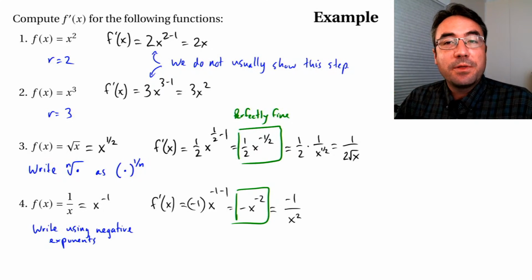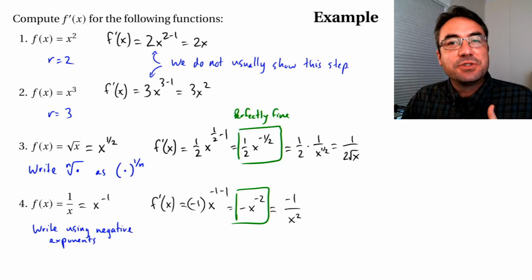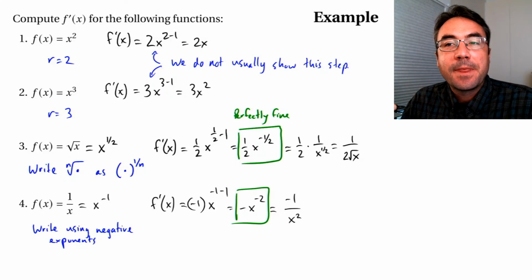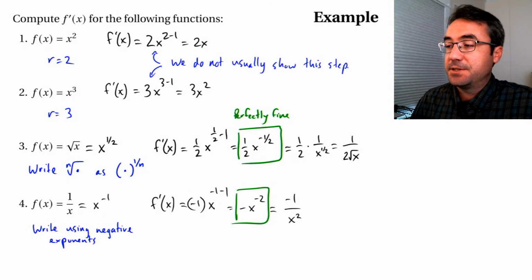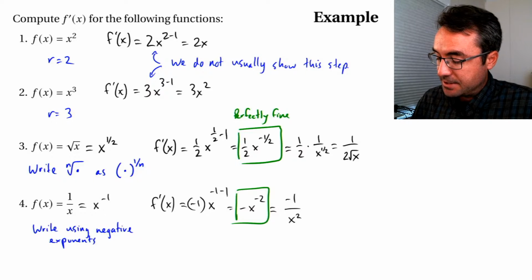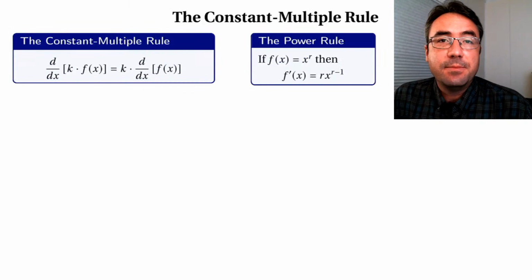But we generally work with combinations of functions. So it's not just x squared. We have numbers in front of the x squared. We might add some of these functions together. And so there are derivative rules that tell us how differentiation works when we start combining these functions. And that's what we're going to see next: the constant multiple rule.